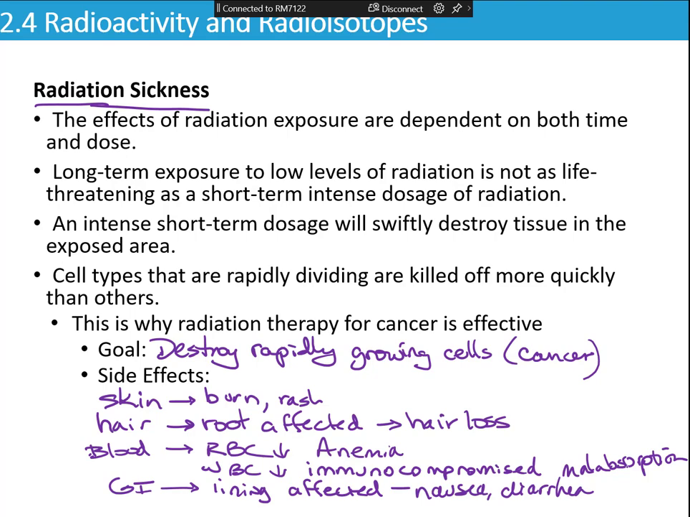Typically, these side effects last while you're having treatment. They don't progress and continue years after treatment. Things typically go back to normal.